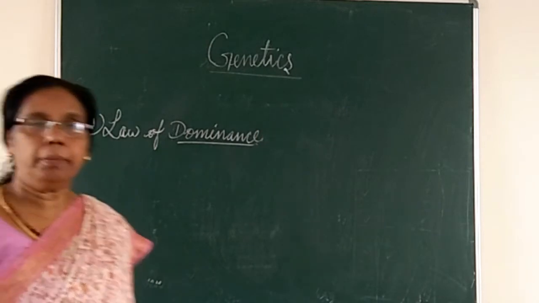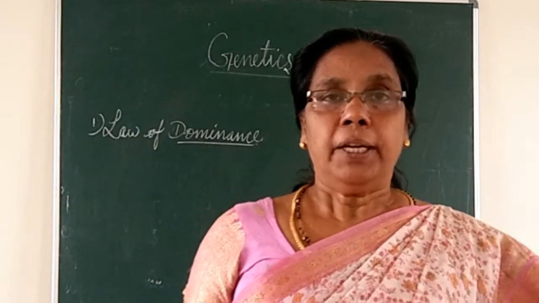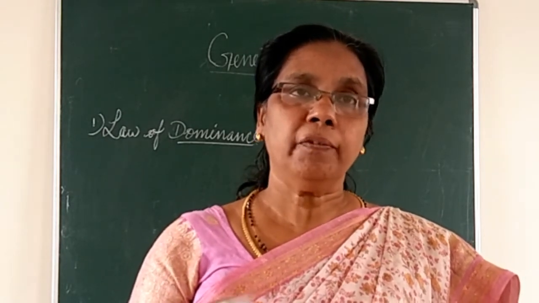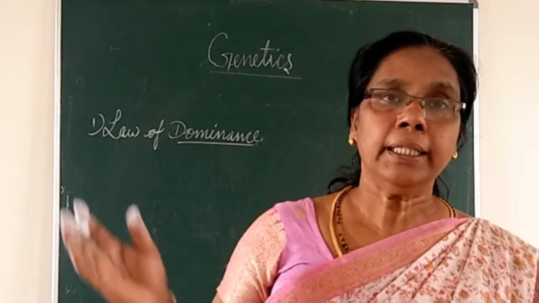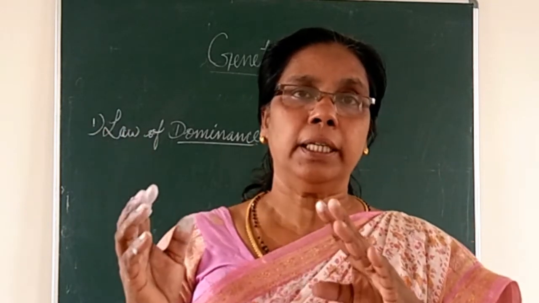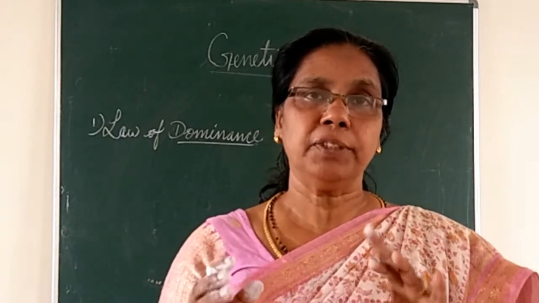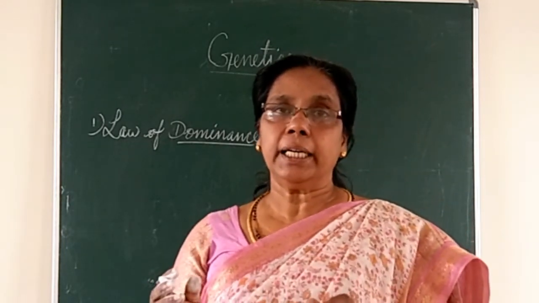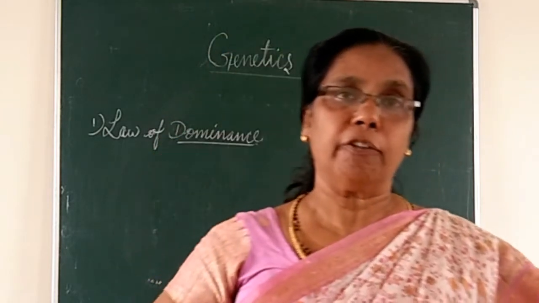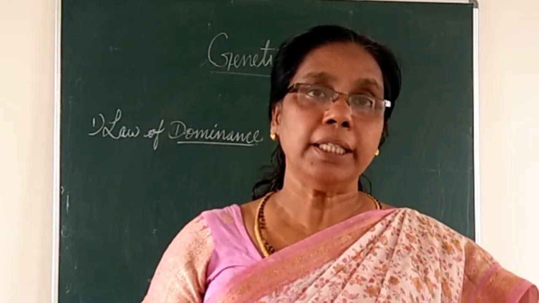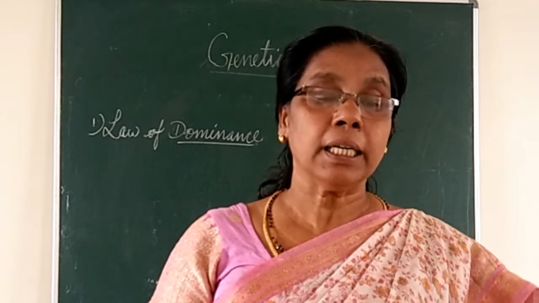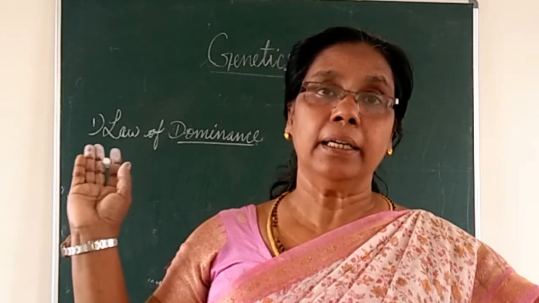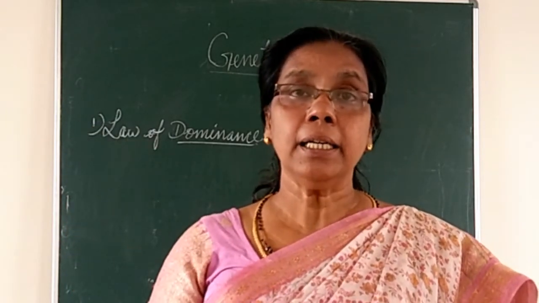So the law of dominance: you already know that when two contrasting pairs come together, always one will dominate the other. In the previous case you have seen axillary and terminal flowers. Which is the dominant one? Yes, it is axillary. Then you took the example of tall and dwarf. There also tall is the dominant one and dwarf is the recessive one. Here also you have seen yellow and green. Yellow is the dominant, green is the recessive one.